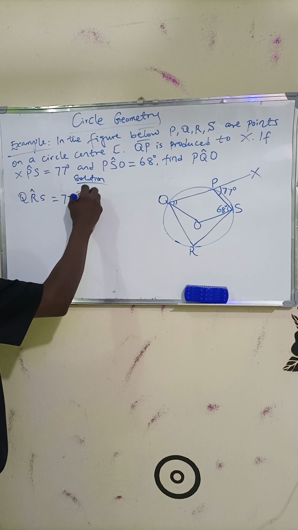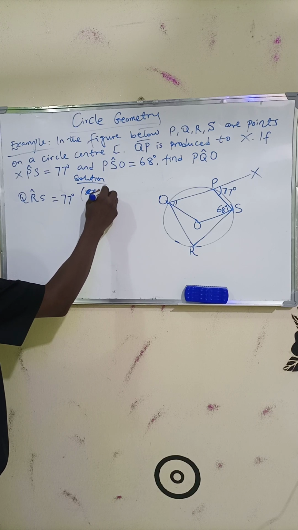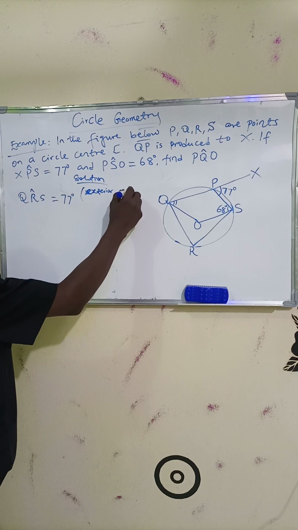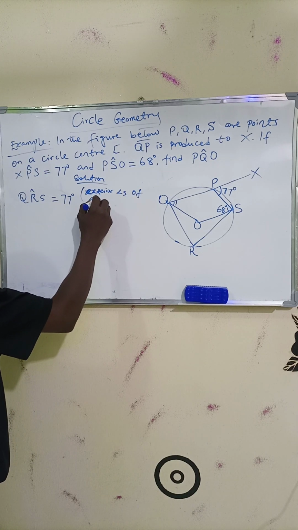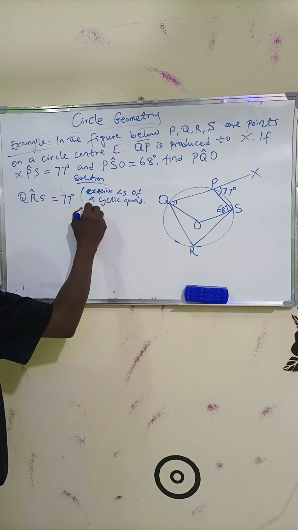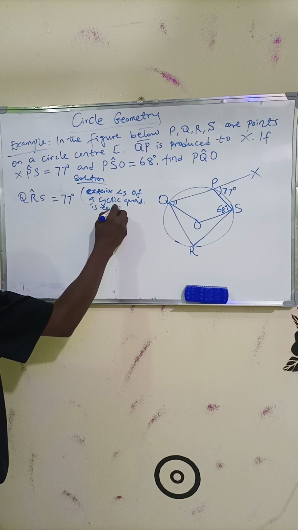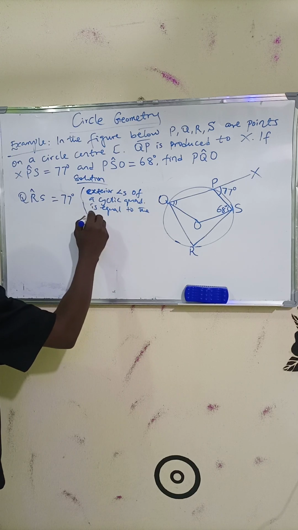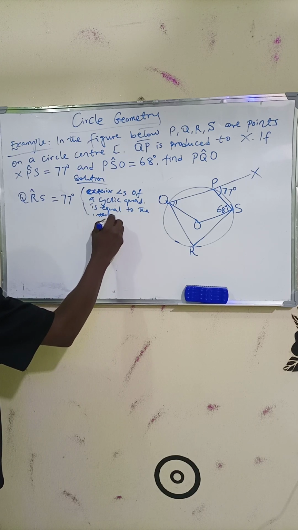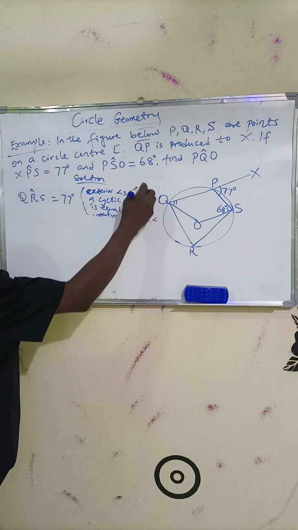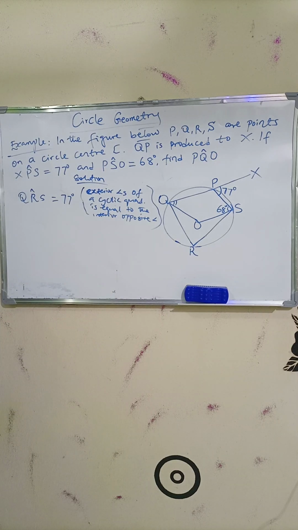exterior angle of the cyclic quadrilateral, cyclic quad for short, is equal to the interior opposite angle. Okay, so let's proceed.